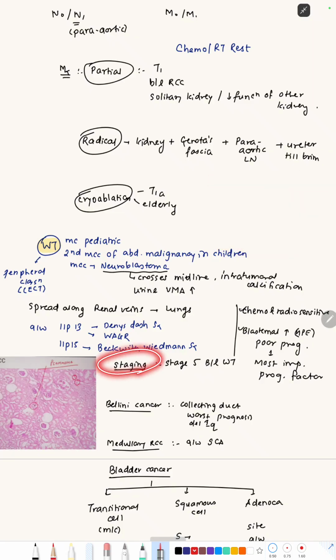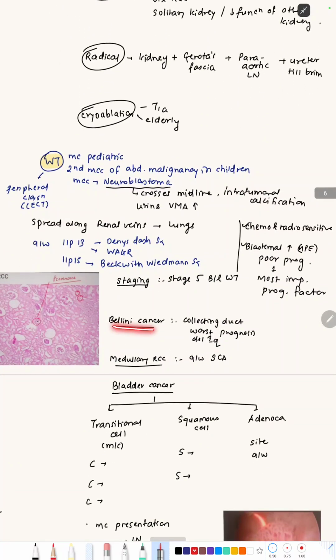Now in staging, stage 5 is nothing but bilateral Wilms tumor. Bellini duct cancer is a collecting duct cancer. It has a worse prognosis, associated with deletions of 1q. Medullary renal cell carcinoma is associated with sickle cell anemia.